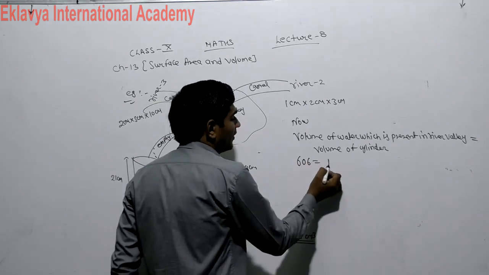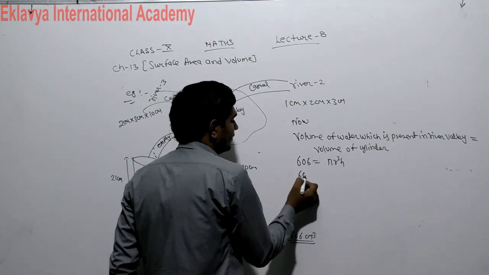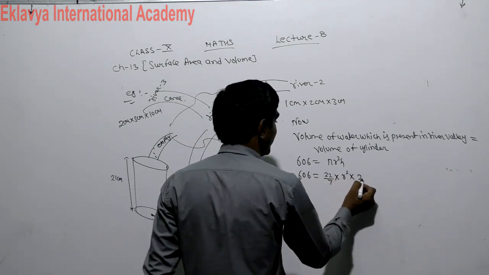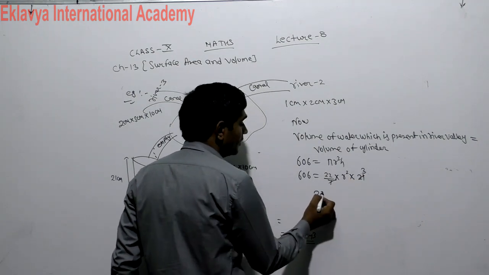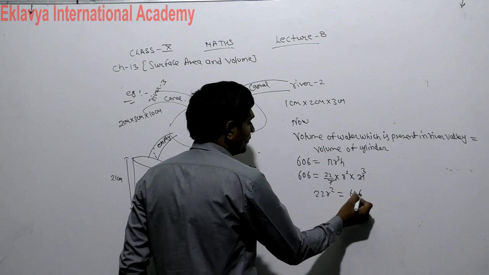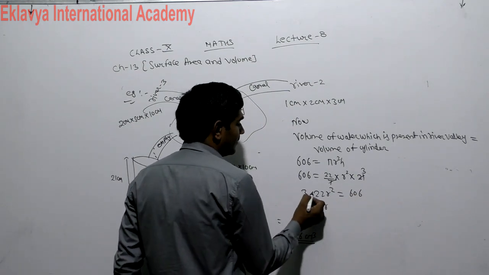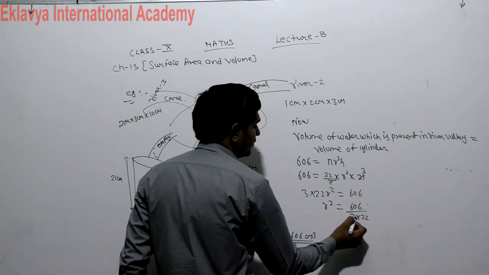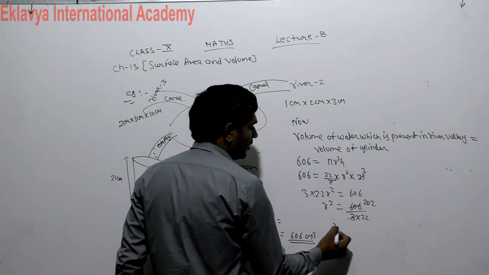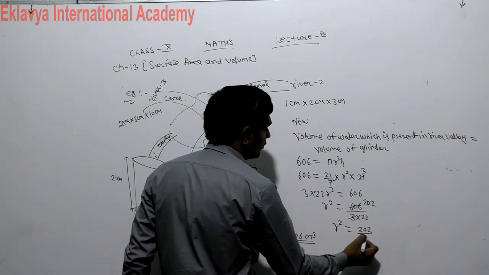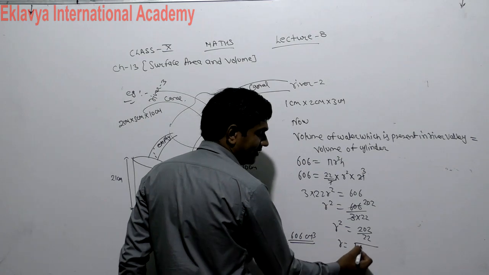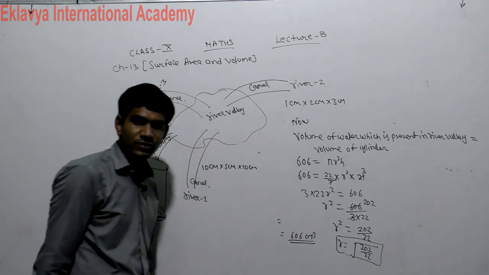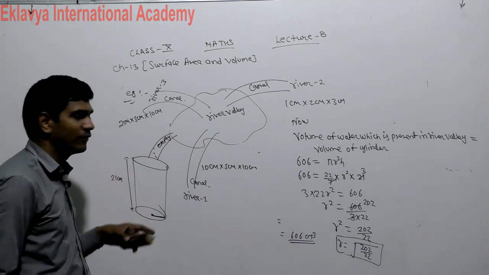606, and volume of the cylinder pi r square is 606 equals pi, 22 upon 7 r square. What is the height? 21. So 22 r square is equals to 606 multiply 3. So r square is 606 divide 3 multiply by 22, 202. So r square is equals to 202 upon 22. Now take square root. So r is equals to the square root of 202 upon 22. So that is the radius of the cylinder.